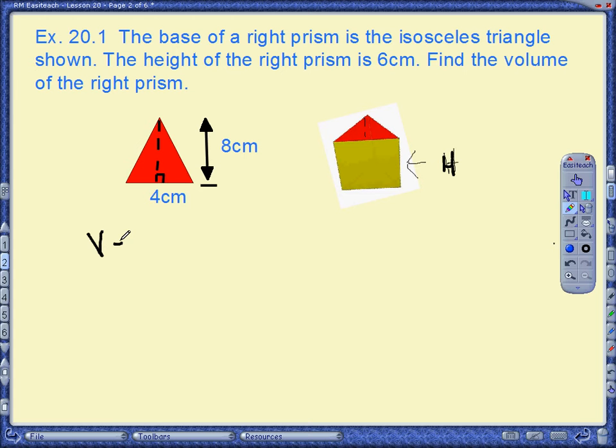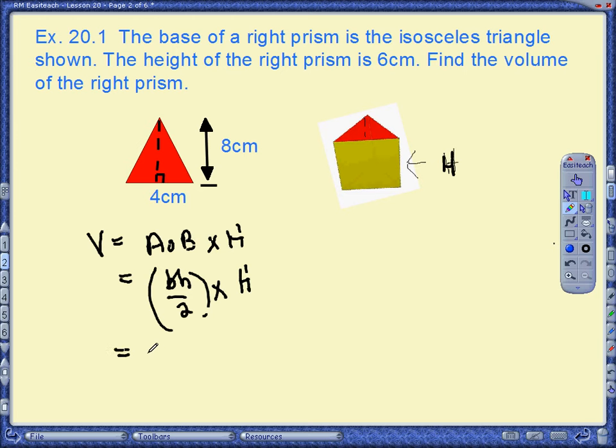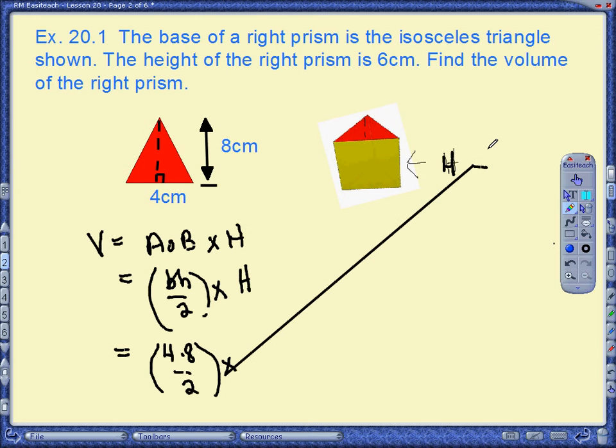So we're going to write the general formula. Volume equals area of the base times the height. We're going to plug in the formula for a triangle since that's our base, and multiply that times the height. The base and the height of the triangle are 4 times 8, and we're going to divide that by 2. And the height of the whole shape, we're told in the problem, is 6 centimeters. So we're going to multiply it by 6.